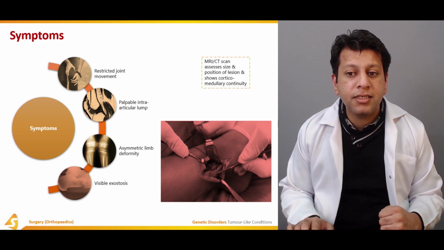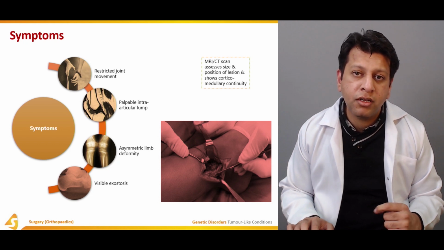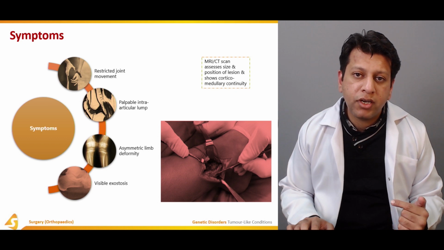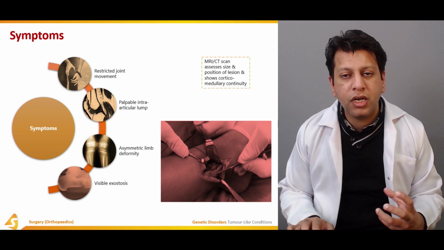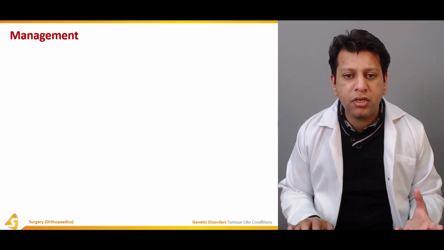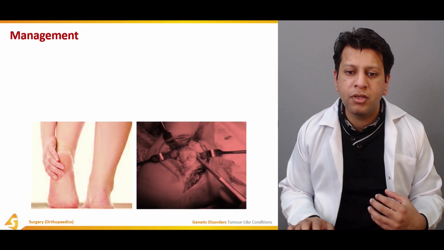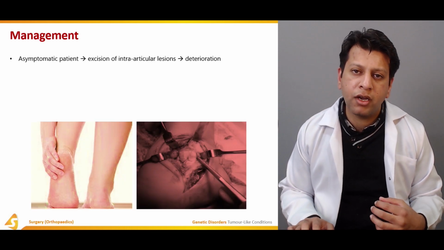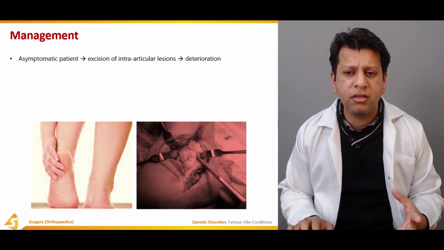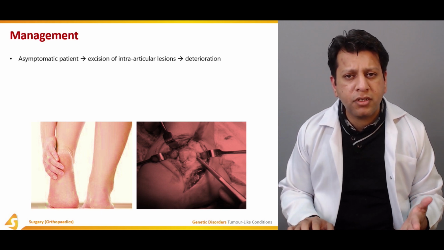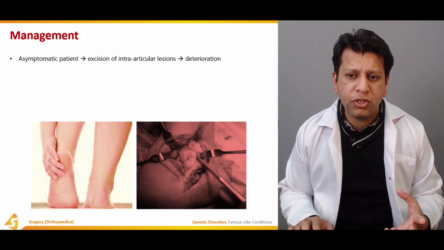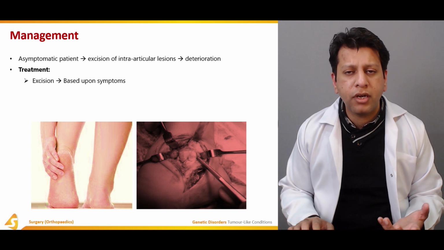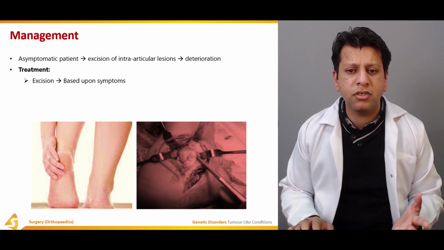MRI and CT scan assess the size and position of the lesion and show corticomedullary continuity, whether they are continuous with the medullary cavity or not, and the state of the cartilaginous cap over them. That would eventually dictate the management, which is almost similar for both of them. If it is inside the joint, you have to take it out. Even if the patient is asymptomatic, it needs excision because it is entering the joint. If it is already symptomatic, then the treatment is excision.